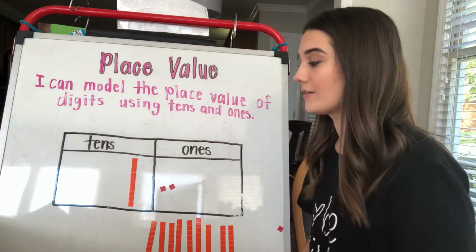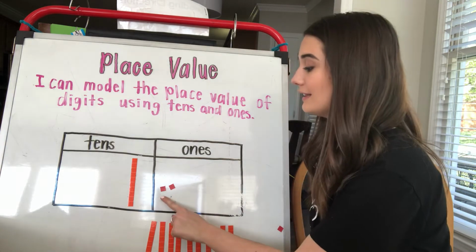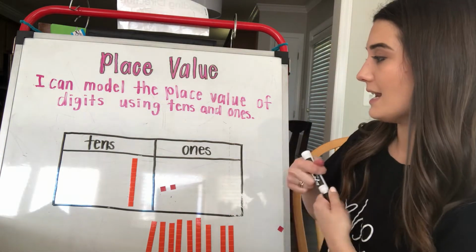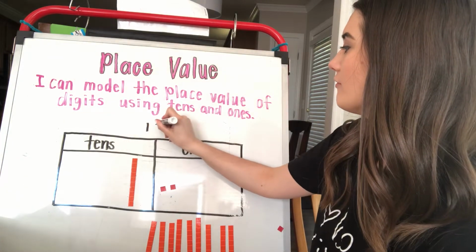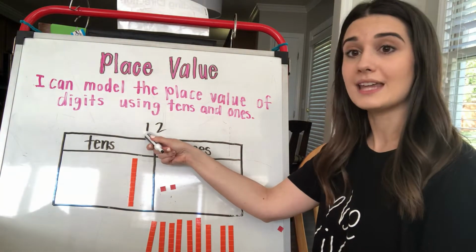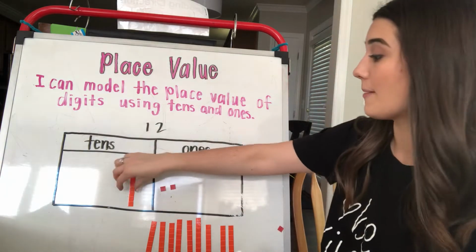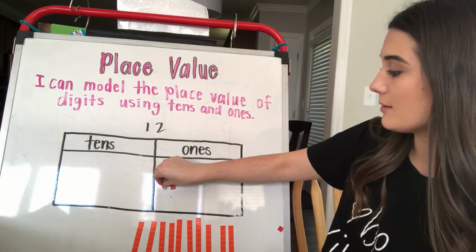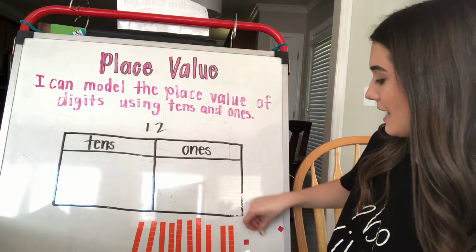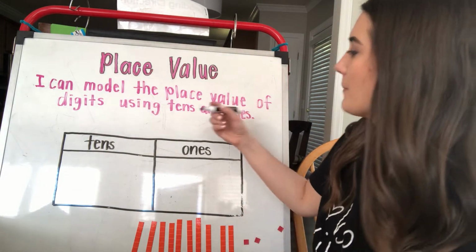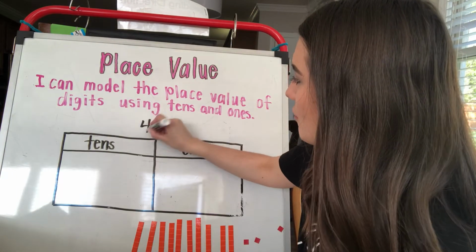Let's count it together. 10, 11, 12. So we know that we just made the number 12. 12 has 1 ten and 2 ones. This time I'm going to give us the number first, and we are going to build the number using our tens and our ones. So this time let's go ahead and build the number. We'll do 45.